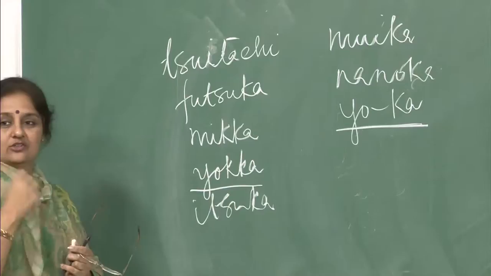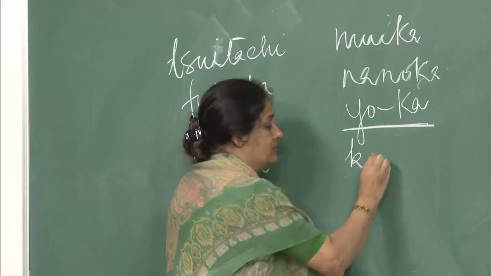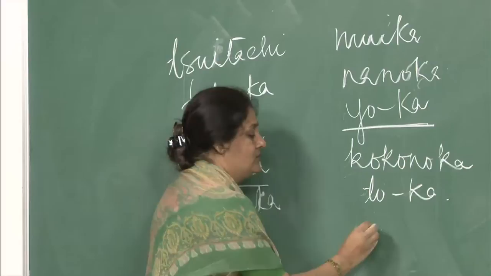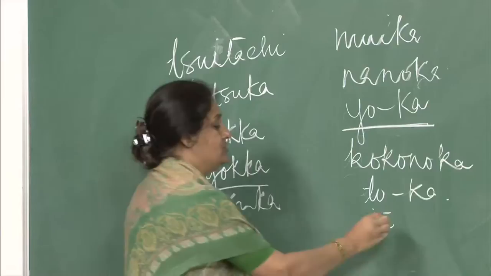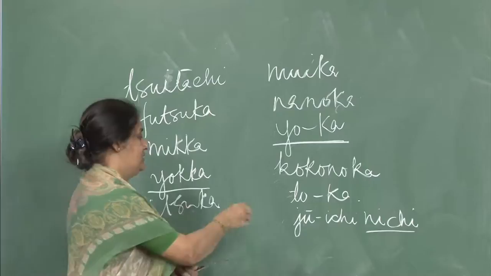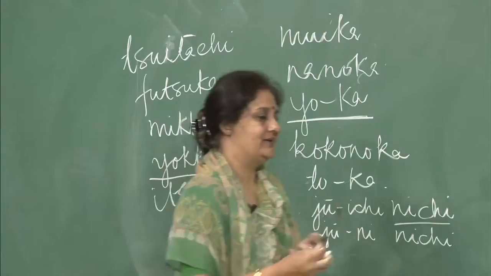So, suitachi, futsuka, mikka, yokka, itsuka, muika, nanoka, yoka, kokonoka, toka. Toka again is a long sound. Then after toka, you have ju, which you know is for 10. Ju, ichi, nichi. Now, nichi is the counter for day, date. Ju, ichi, nichi means 11th. Ju, ni, nichi means 12th. So please practice this, we will do it right away.